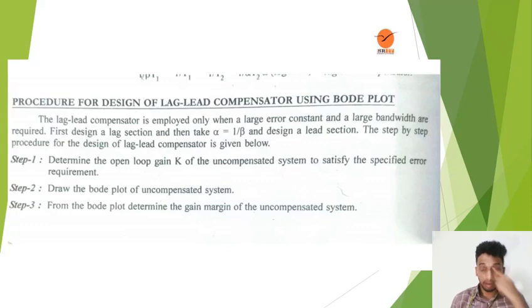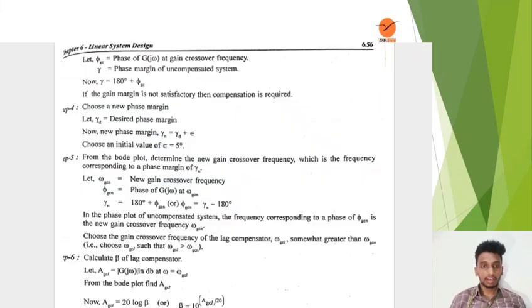Determine the open loop gain K of the compensated system to satisfy the specified error requirement. Step 2. Draw the Bode plot of the compensated system. Step 3. From the Bode plot, determine the gain margin of the compensated system. Let phi gc is equal to phase of G of j omega at gain crossover frequency. Gamma is equal to phase margin of the uncompensated system. Gamma is equal to 180 degrees plus phi gc. If the gain margin is not satisfactory, then compensation is required.